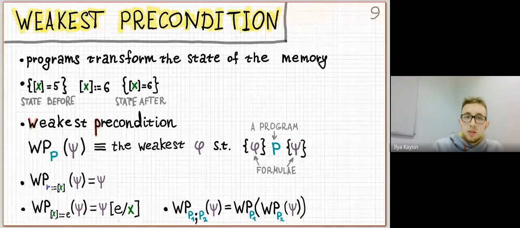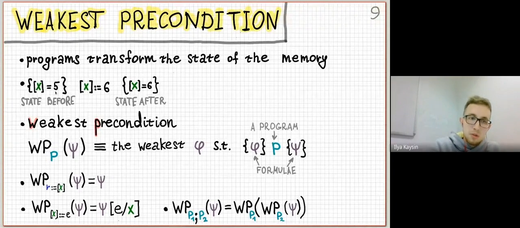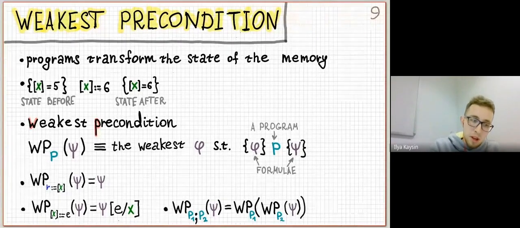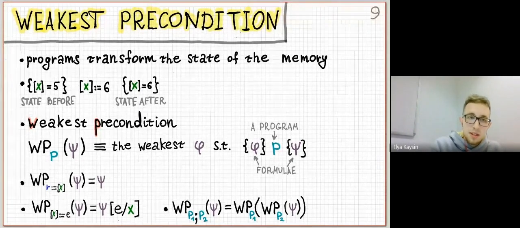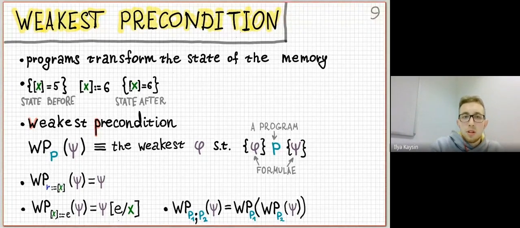A Hoare triple is just a judgment about two states in one program. This judgment says that if we execute the program and before the execution the state is this one, then after the execution the state is that one. And we represent states via formulae. Right? So what we need for our purposes is the so-called weakest precondition.